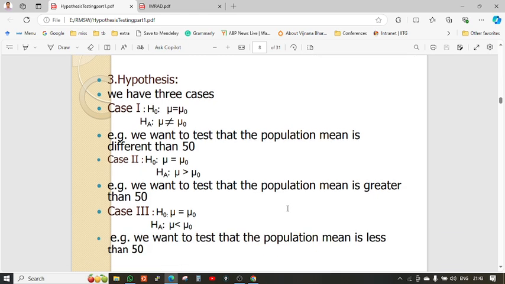The third point is the hypothesis. Based on these assumptions, then put the hypothesis.